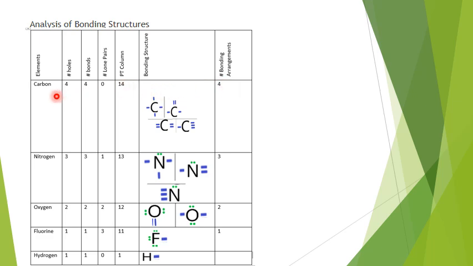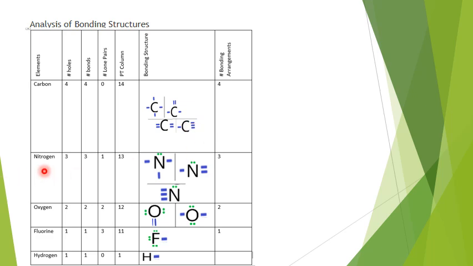All right, now the other thing about it is that because all the elements in a column have the same Lewis dot structure, anything in carbon's column is going to have the same bonding arrangements. For instance, silicon is right under carbon in the periodic table. That means it has 4 holes and 4 bonds. So it can have these 4 different arrangements.